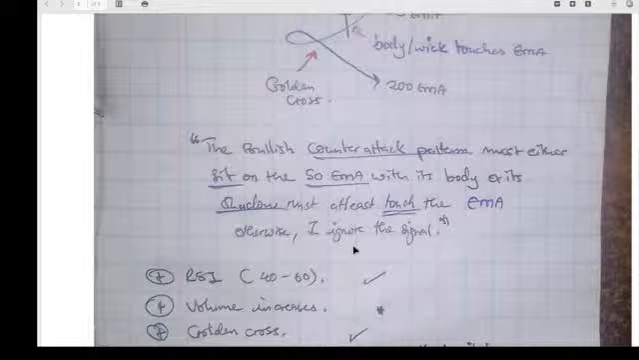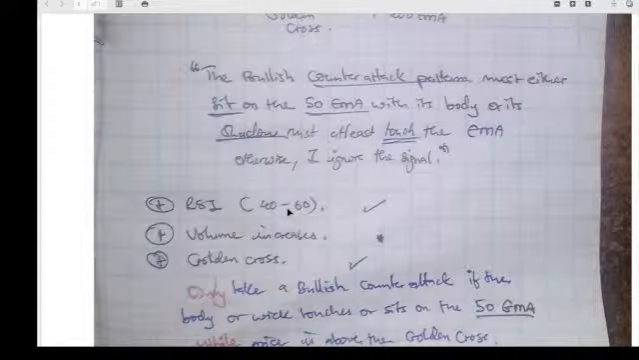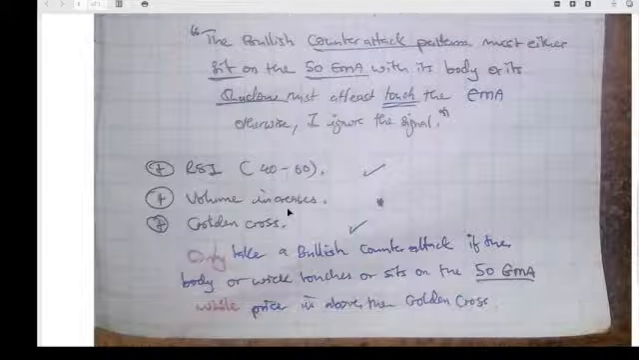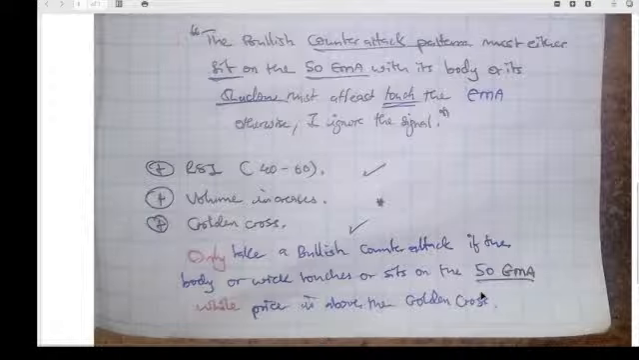And then you want to make sure it's within a trading range. As you can see in this case, it's between 40 and 60. Then you want to make sure there's an increase in volume. Also, you want to make sure of the existence of the golden cross, which is when the 50-day moving average is above the 200-day moving average. Now, only take a bullish counterattack if the body or wick touches or sits on the 50 EMA while price is above the golden cross.